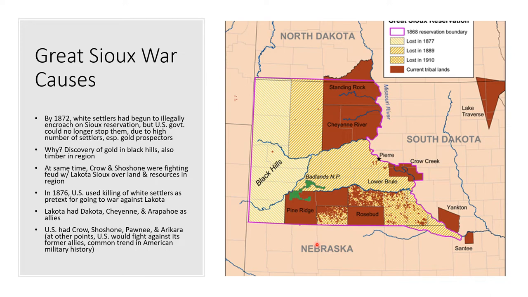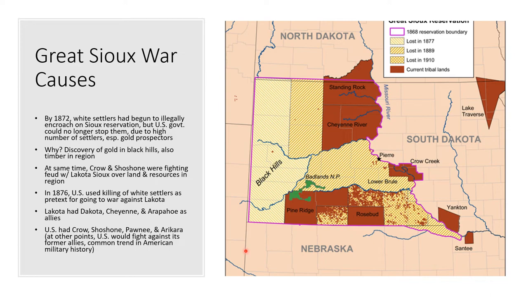At the same time, Native Americans were fighting other Native Americans in this region. The Crow people to the north and the Shoshone people to the west were fighting against various peoples within the Sioux tribe or Sioux nation, particularly against the Lakota. They were fighting over land and resources. The Lakota were a very militaristic and expansionist Native American people. Remember, warfare was an important part of Native American life even before the arrival of non-indigenous and European people in the Americas.